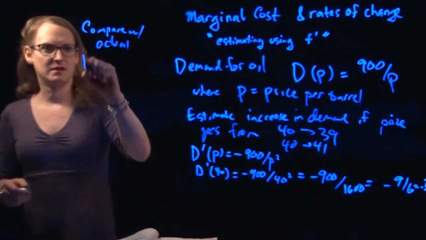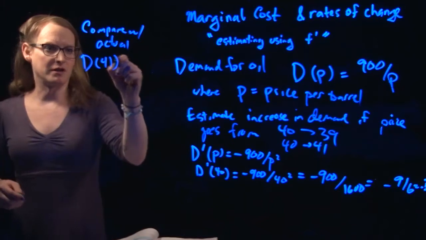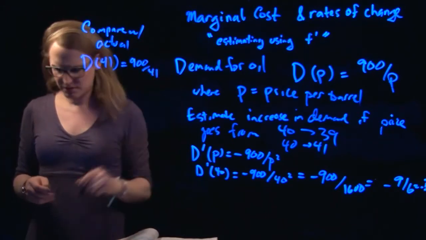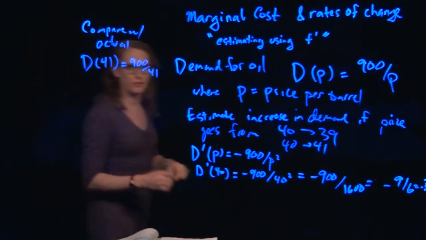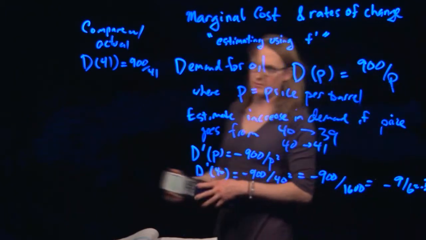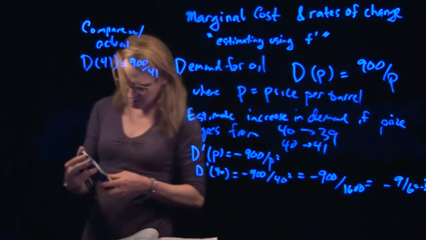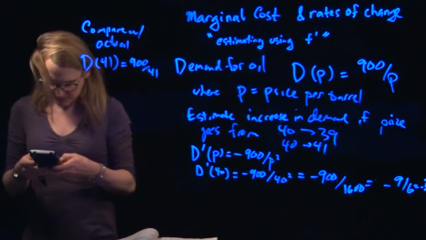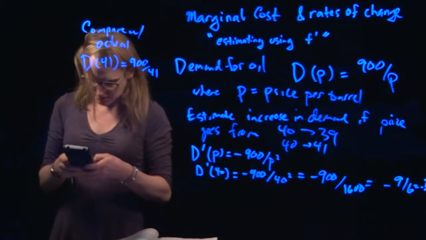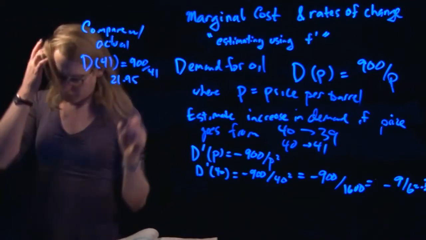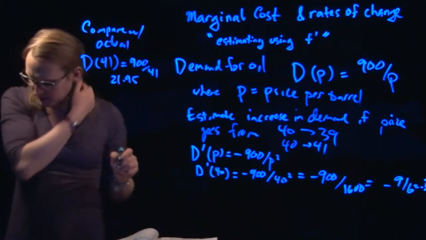So the demand at 41 is equal to 900 over 41, and 900 over 41 is, should have gotten my calculator out already. There's no way I'm going to be able to do that division in my head. 900 divided by 41 is 21.95.